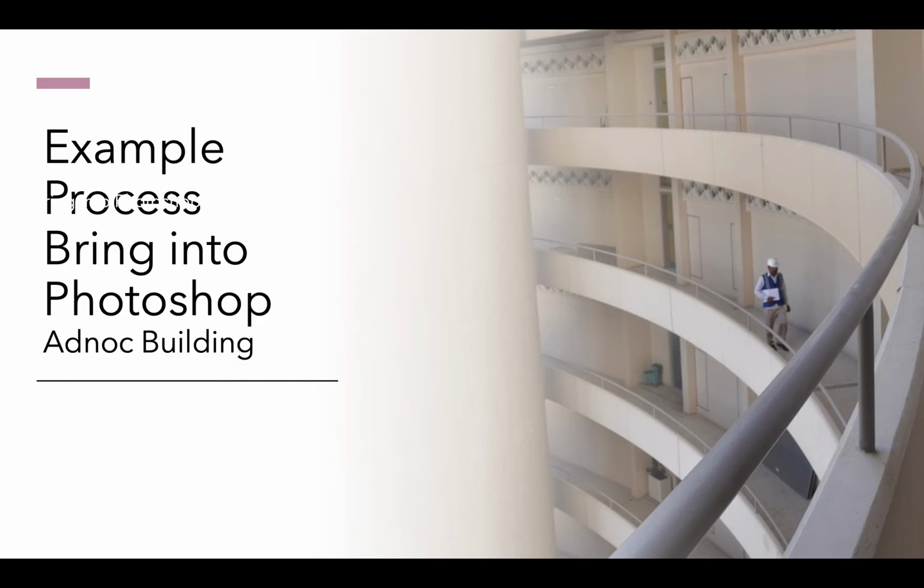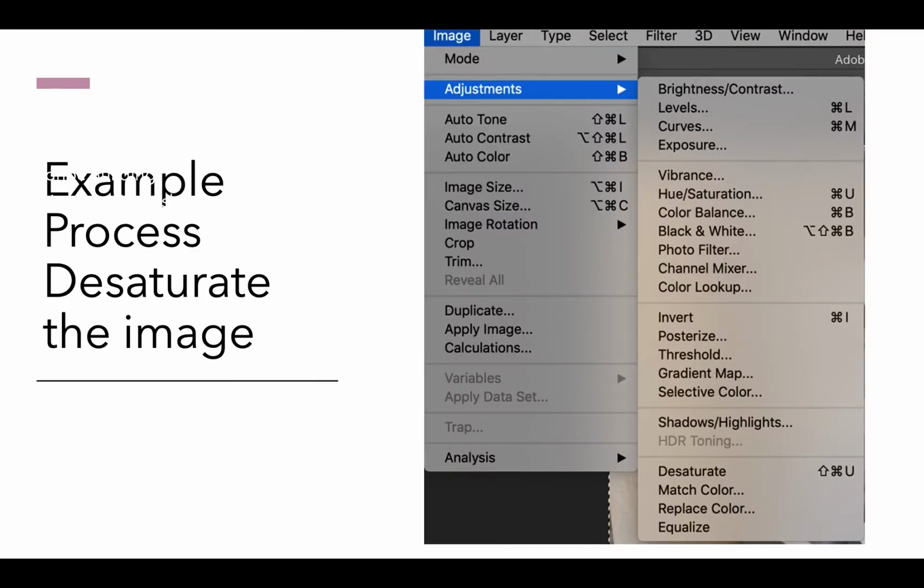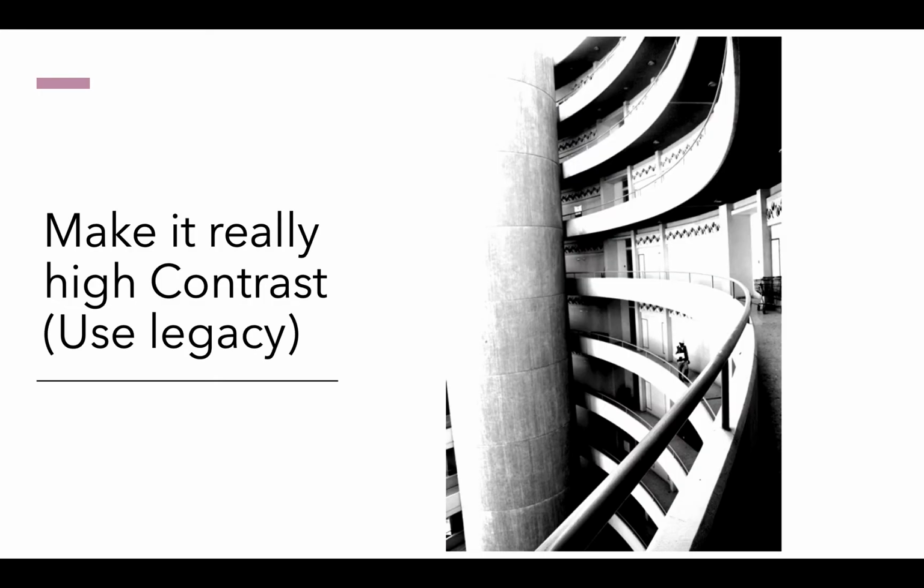This is one of Professor Marco's pieces. This is the ADNOC building in Abu Dhabi, and you can see that I brought this into Photoshop. The first thing you have to do is turn this into a black and white image. What you do is go into Image, Adjustments, Desaturate, and you turn it to black and white.